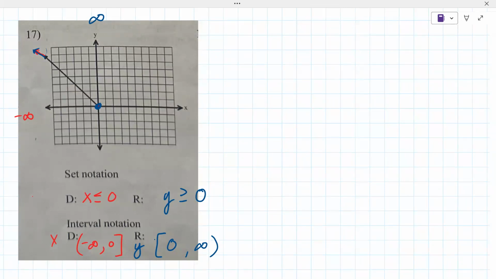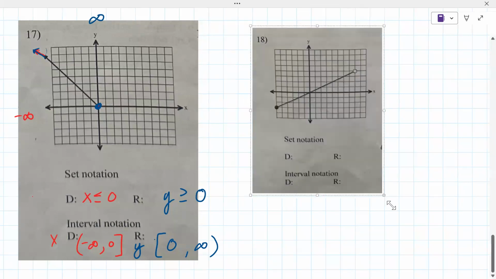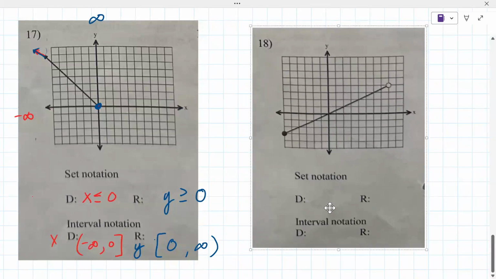All right, now probably not fair to do, but I'm gonna have you try 18 here on your own. This one is bounded on both sides, meaning it doesn't go to infinities. For the domain, we're just looking for the x values. For the range, we're looking at the y values. Take a minute or two, see how you're doing on that.